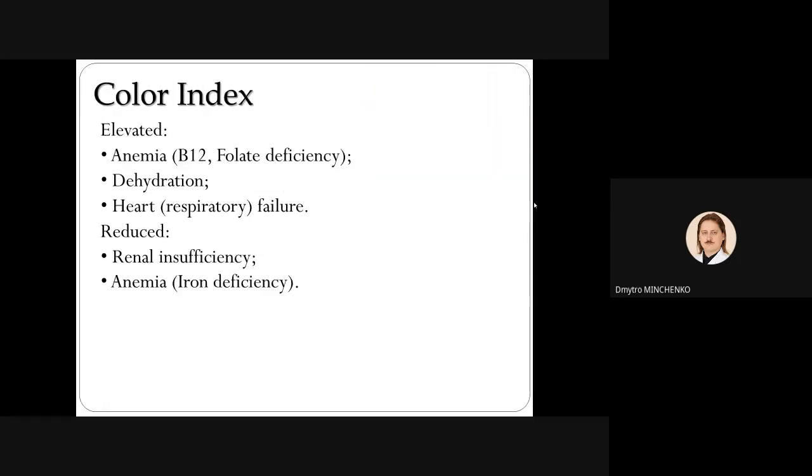Color index is elevated in anemias, such as B12 and folate deficiency anemias. These are called hyperchromic anemias, dehydration, heart failure, or respiratory failure. Reduced in renal insufficiency and in anemias such as iron deficiency anemia or thalassemia.